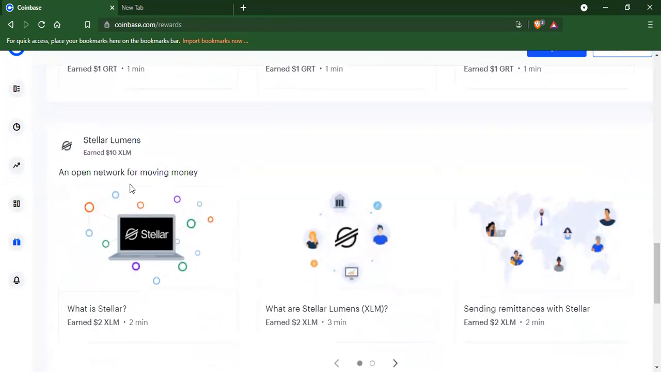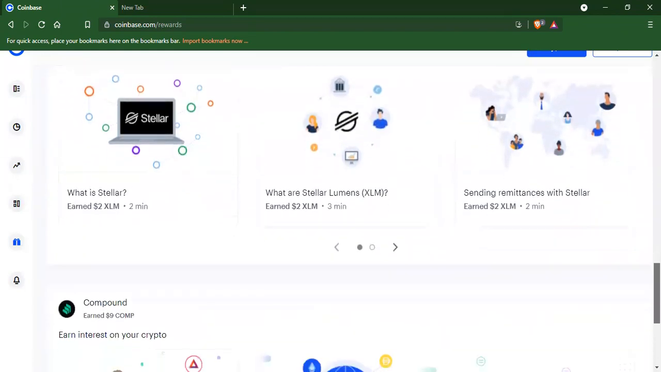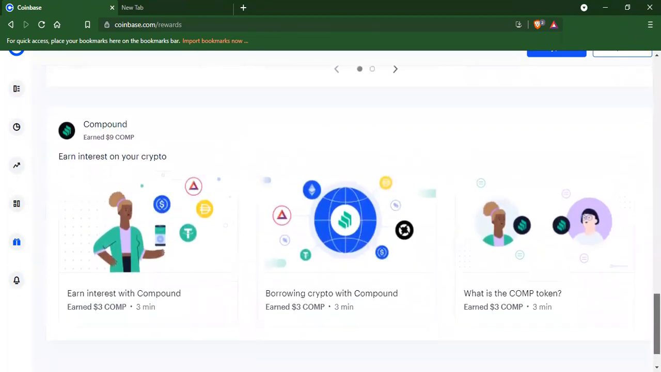Stellar XLM, you earned. So as a new user, you're going to have all these options available. It's just because I've opened mine and I've earned that you see earn $2 in XLM, that's $6 in XLM. Free money, no strings attached. And then Comp, I earned $9 in Comp. So it's basically free money.